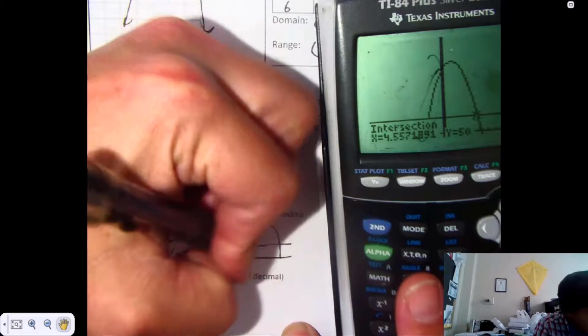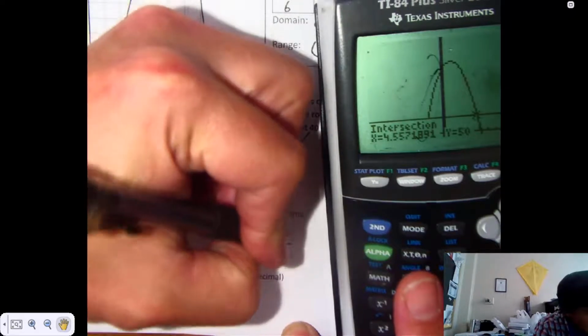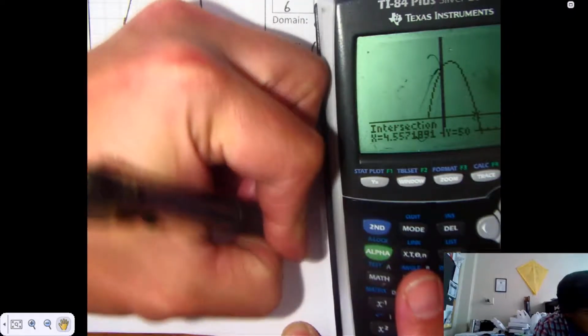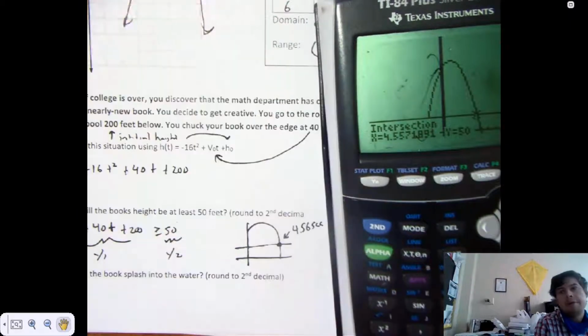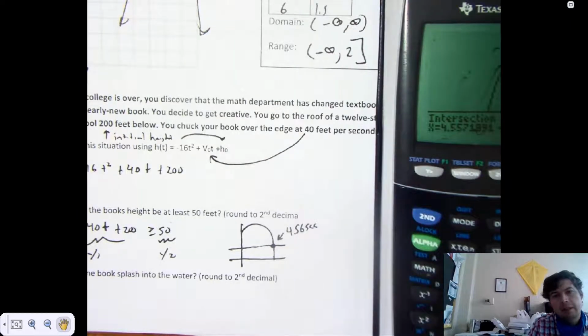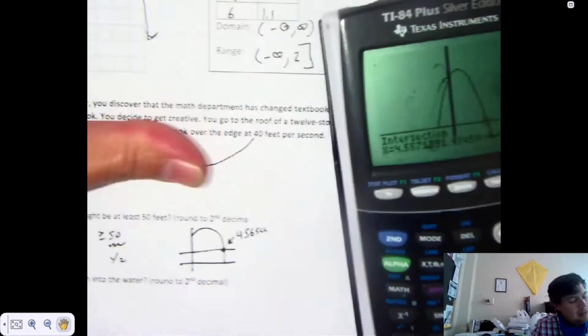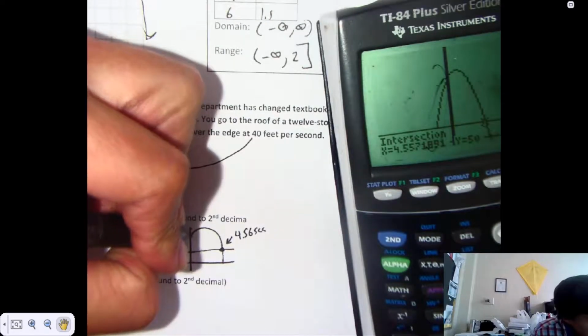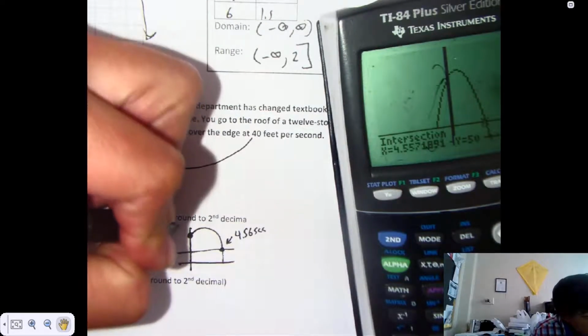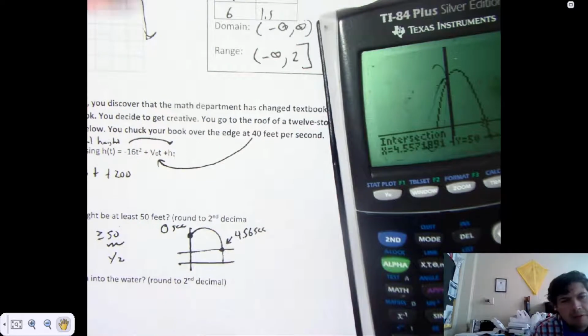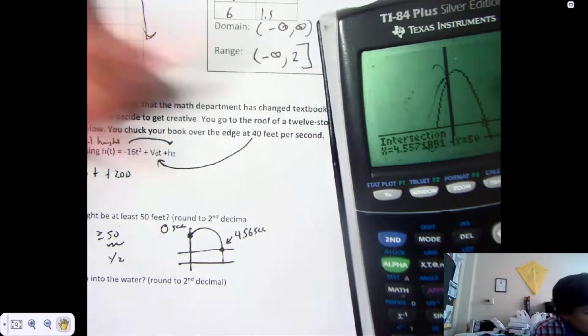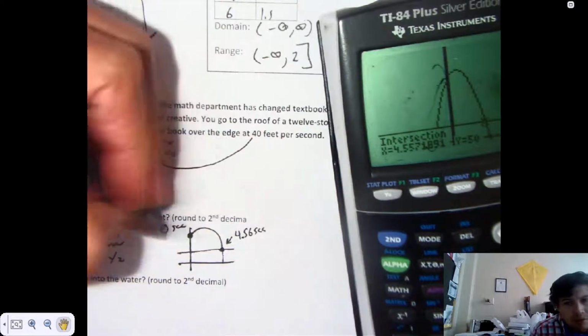This is kind of what it roughly looked like. There's a time of 4.56 seconds. Now, it talks about being at least 50 feet. Well, when you first threw the book at 0 seconds, the book was above 50 feet in the air because you're on top of a 200-foot building. So as long as we're trapped between these two times, the book is at least 50 feet tall.